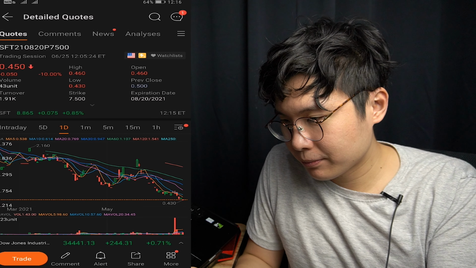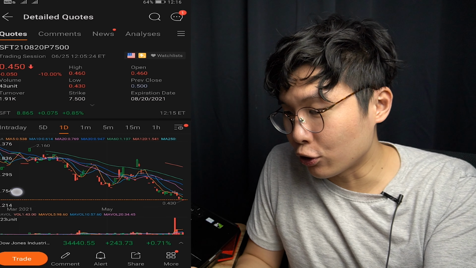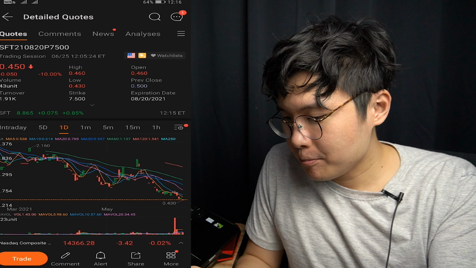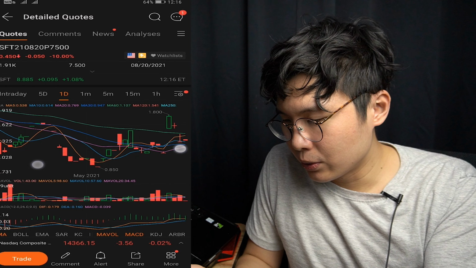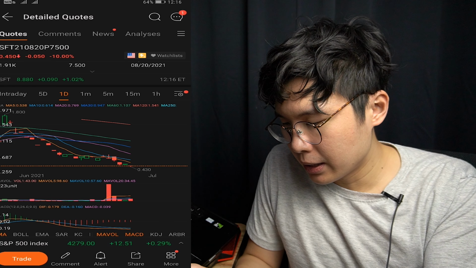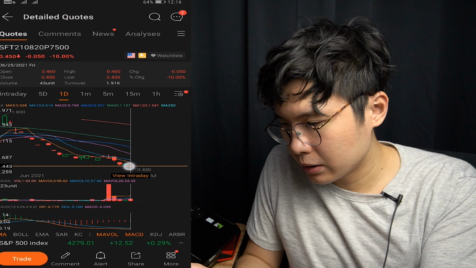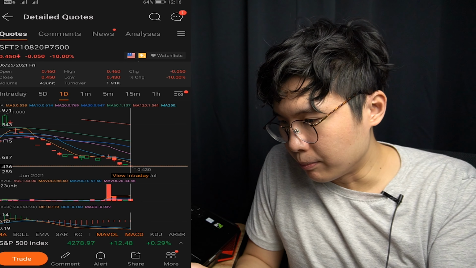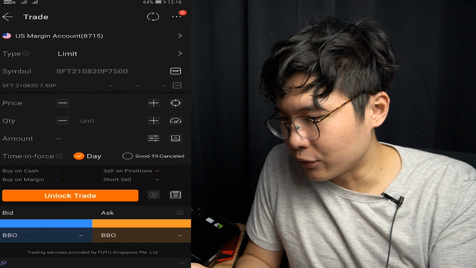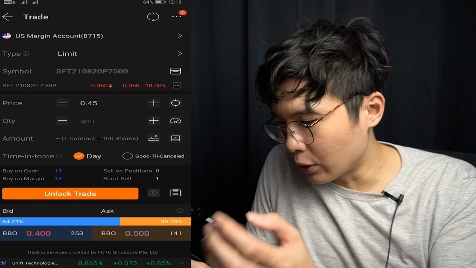So I'm going to sell. Yeah, so now I'm at the option page on the Moomoo platform. I'm going to look at the price. So it looks like the option price has been steady. Yeah, it barely moved at all. It only moved from 45 to 46 cents today. So it looks like I won't be getting $100.